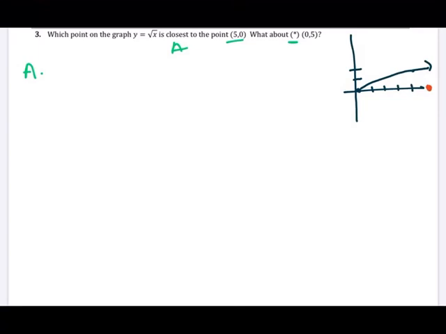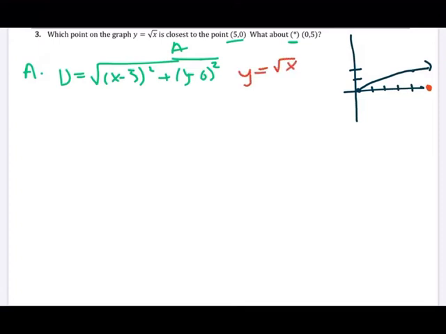So the distance formula, thinking back, it's like the square root of the Pythagorean theorem, right? So the distance is going to be equal to the square root of x minus the x value, which in this point we're talking about is 5, (x minus 5) squared, plus (y minus the y value) squared. Except something to note is that I need to only have one variable on the right-hand side, so I actually need to use the fact that y equals the square root of x.